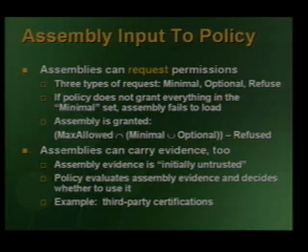But now assemblies have another feature, which is that an assembly can carry a piece of evidence along with it as well. This evidence that comes from an assembly is what we call initially untrusted. It's not trustworthy. It's coming from a source we don't know. Policy may choose to look at that evidence or completely ignore it.